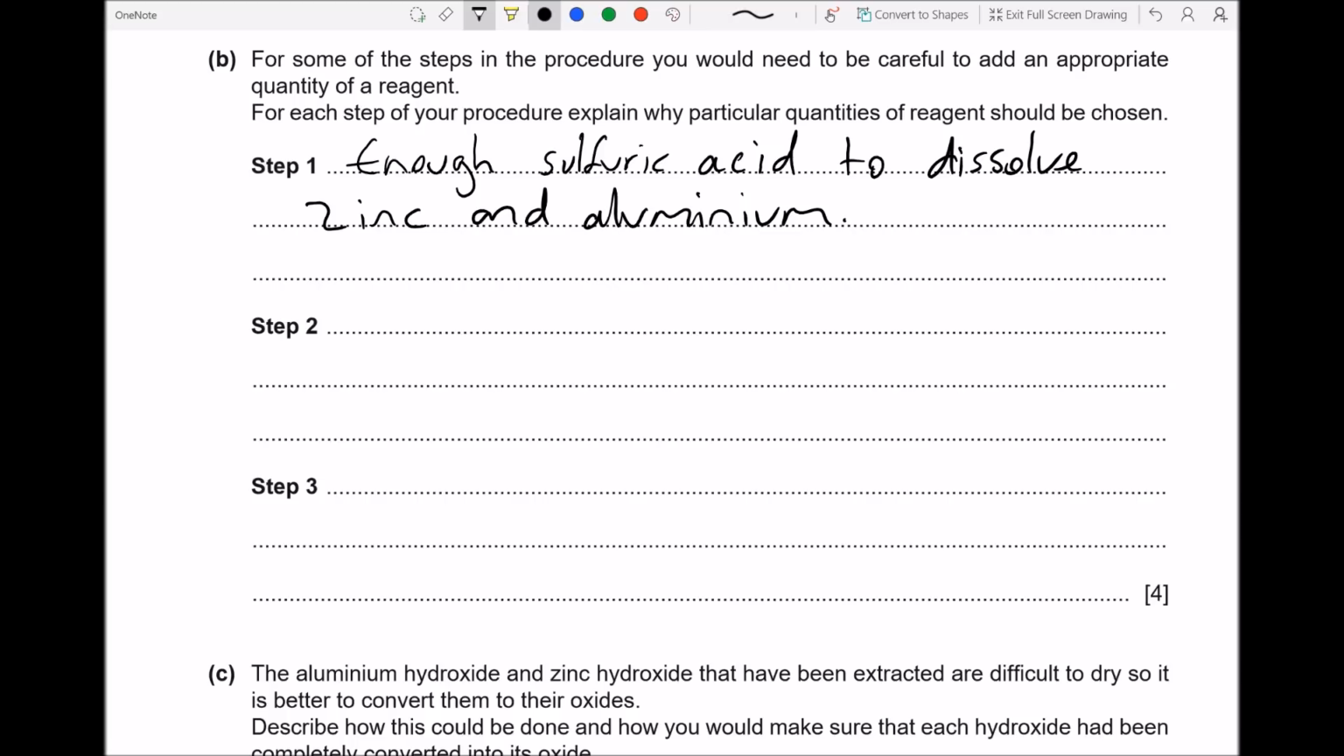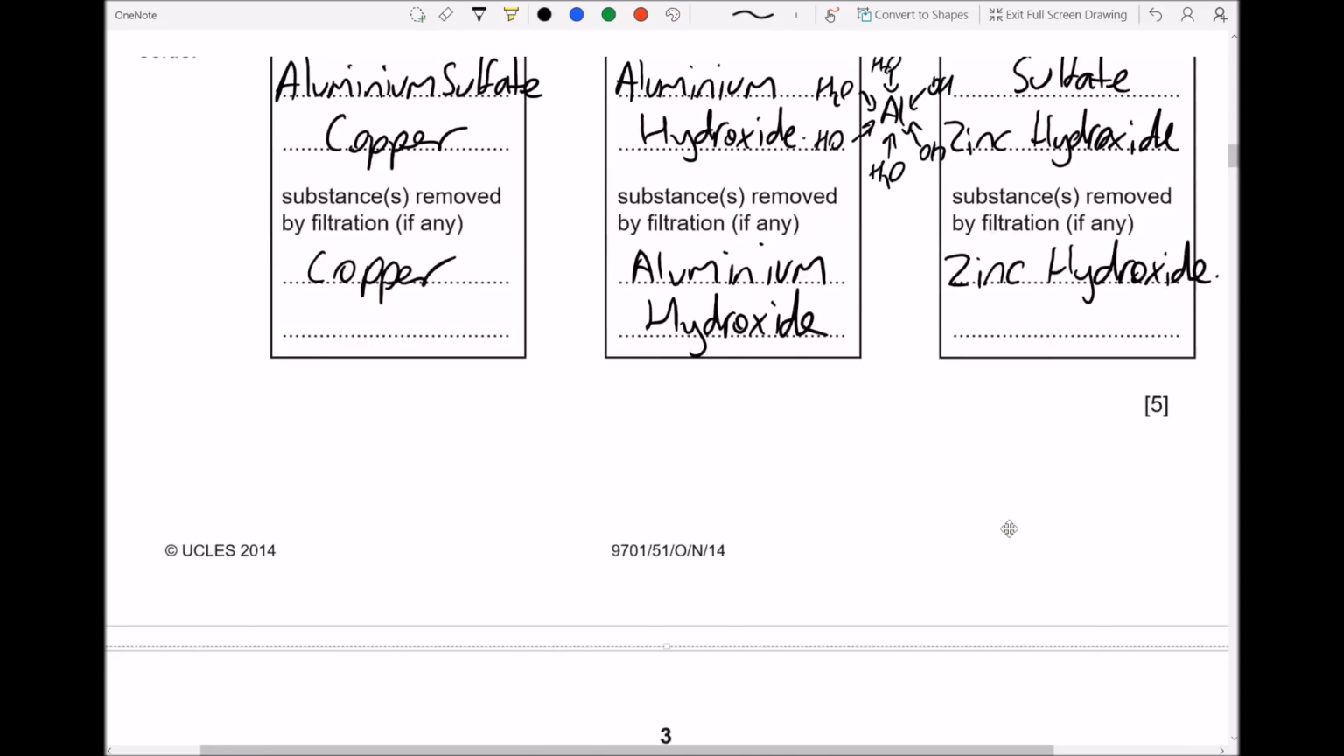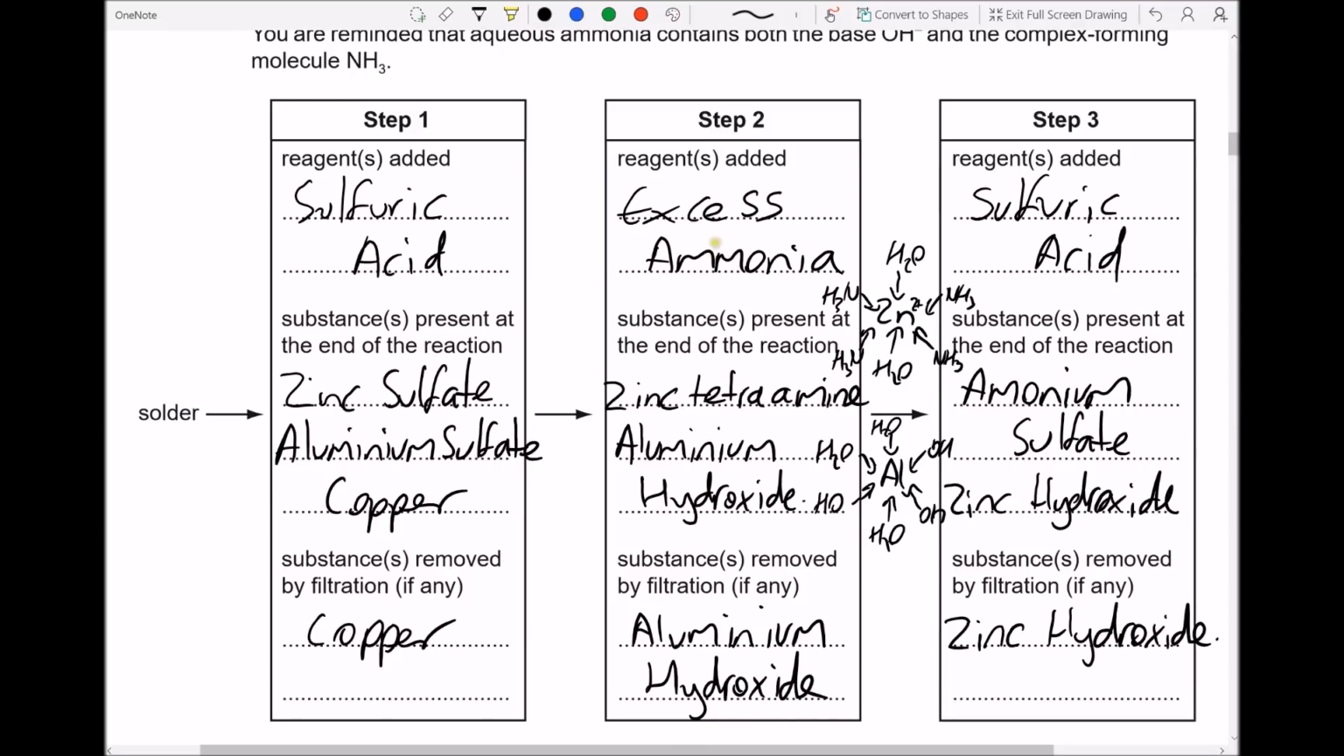Okay, step 2. Obviously, so we need to look at the reagent for step 2. Step 2 says we're using excess ammonia, as you can see here. So we're going to add the excess ammonia. Now, we're going to add enough, again, to make sure that we get a precipitate of aluminium hydroxide. So we don't want to add too much, otherwise we might redissolve this again. So we just need to add just enough to get this precipitate to form here. And we need enough as well to dissolve the zinc hydroxide, which is the substance, obviously, that we're going to form here as a result with the excess ammonia.